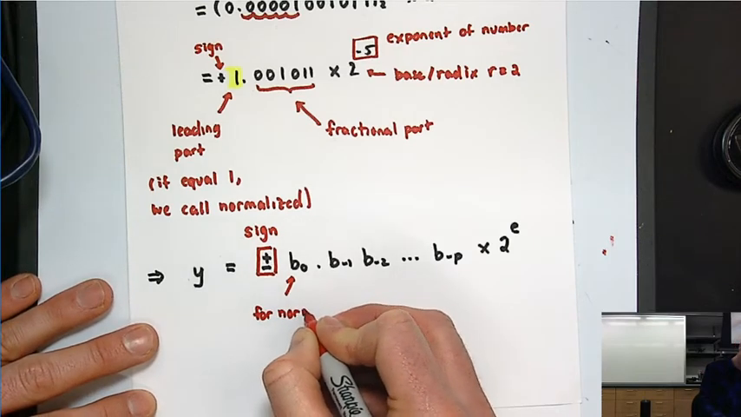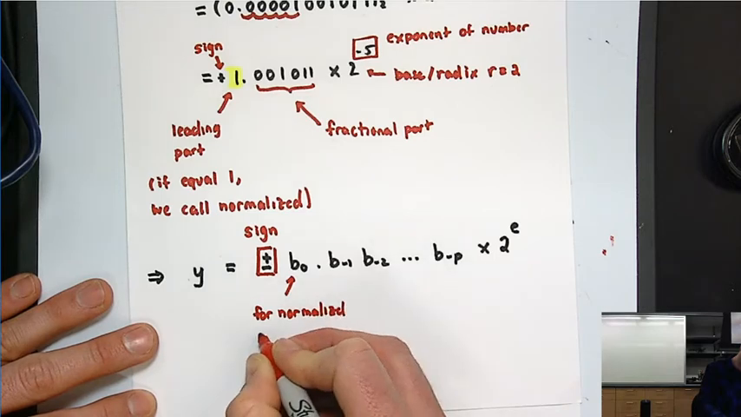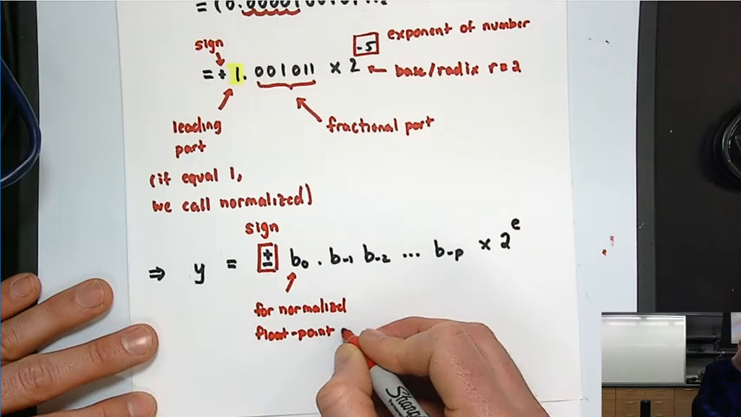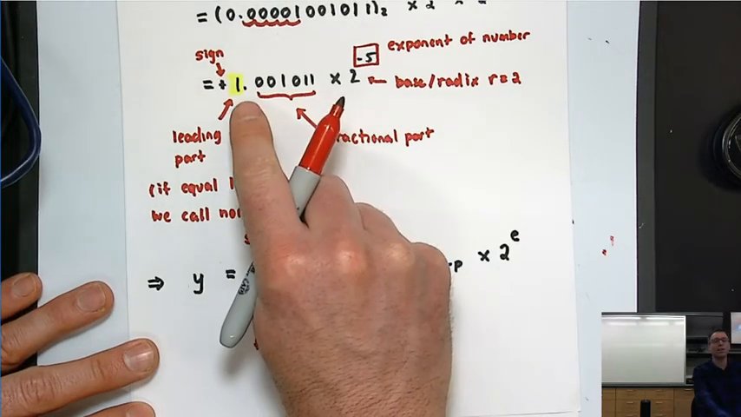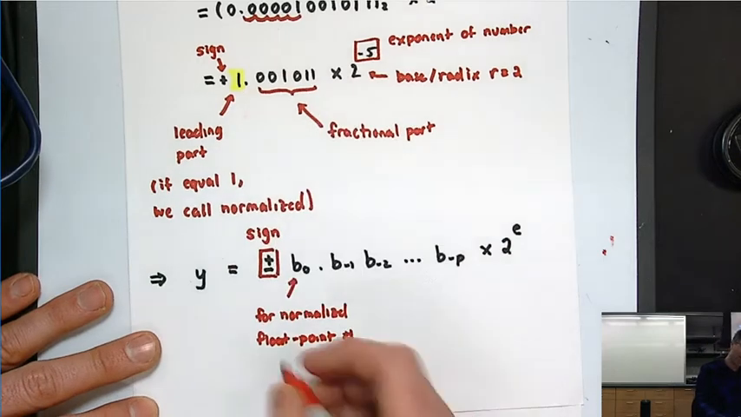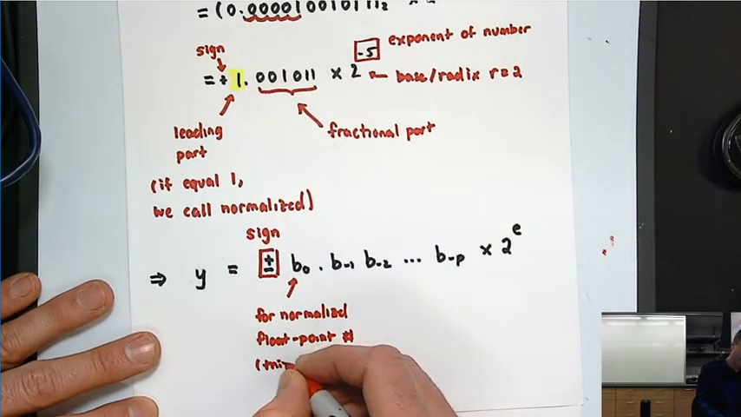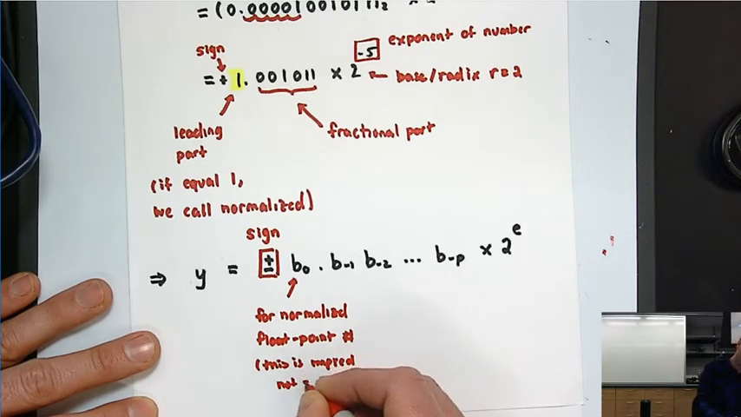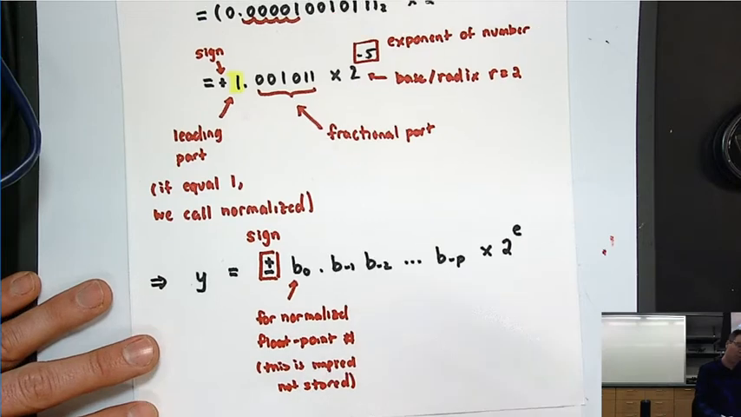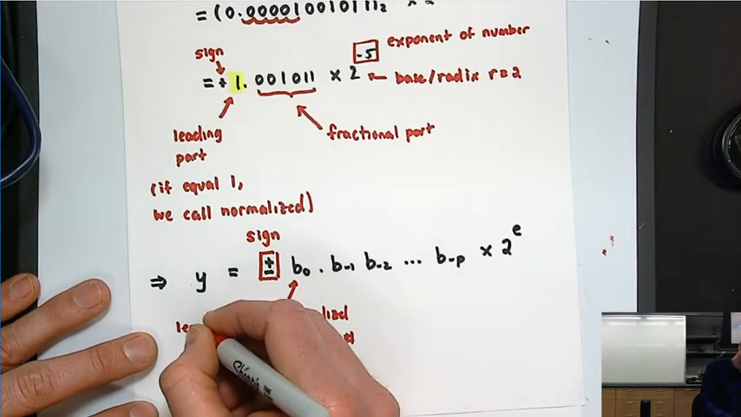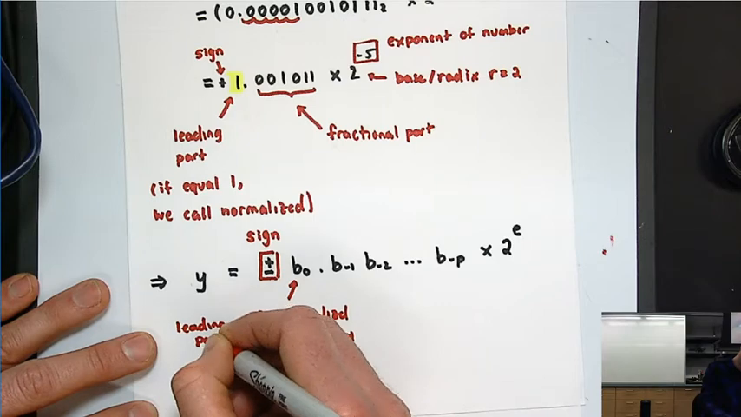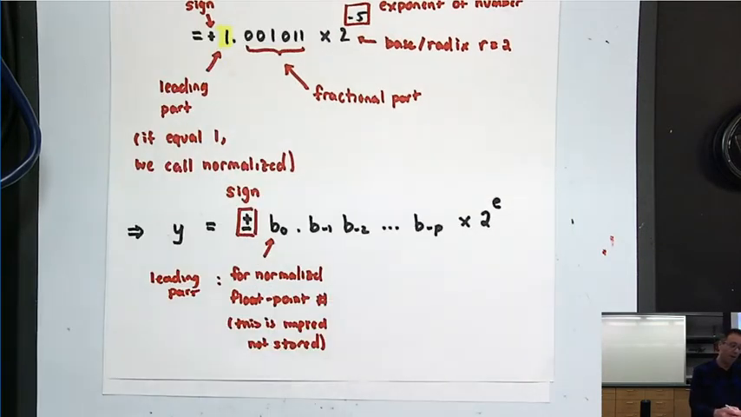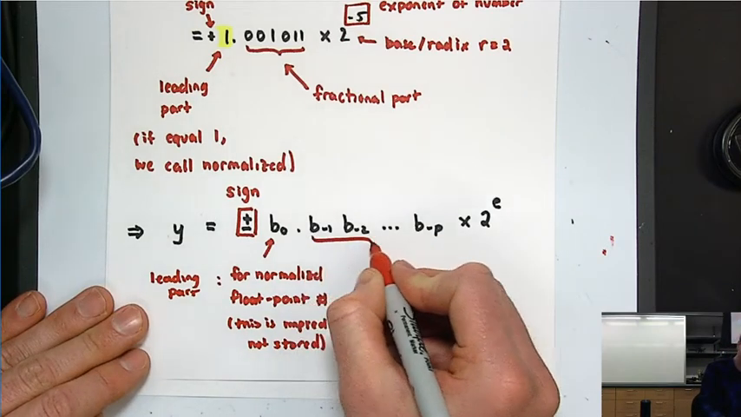We're going to do something really special here, which is for normalized numbers. What does it mean to be a normalized floating point number? Yeah, it means that the number is always going to be 1 in front of the radix. This is implied, not stored. So the leading part, we're not actually going to store what that leading part is, and we'll talk more about normalized and how that whole thing works.